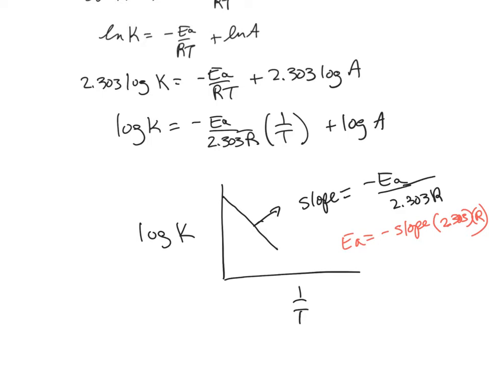Now, we don't always have information on the A constant, that frequency factor. So we use another form of the Arrhenius equation. It's called the two-point form or the two-point method. And that can be very useful, as you will see.